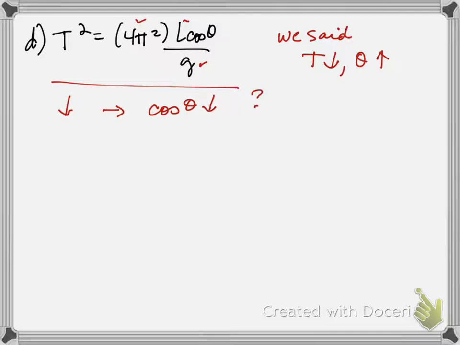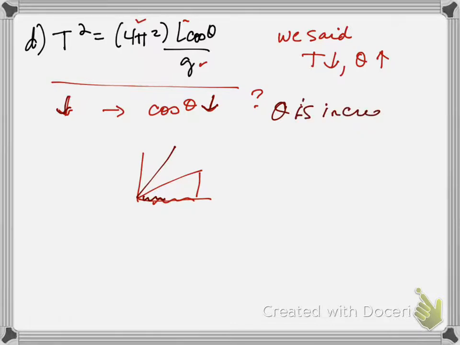So is that true? As T decreases, does cosine theta decrease? Well, in order for the cosine of an angle to decrease, remember cosine is the x portion here, and as this angle gets bigger, the x component gets smaller. So that is true. When the period decreases and the cosine decreases, that means that theta is increasing. So check. It does check out.